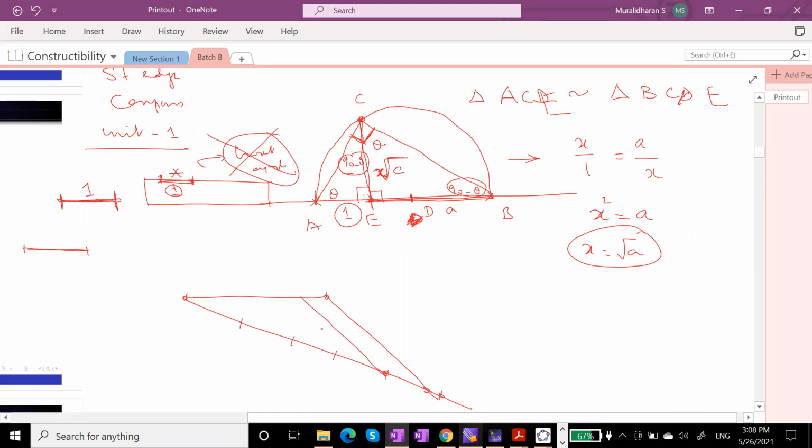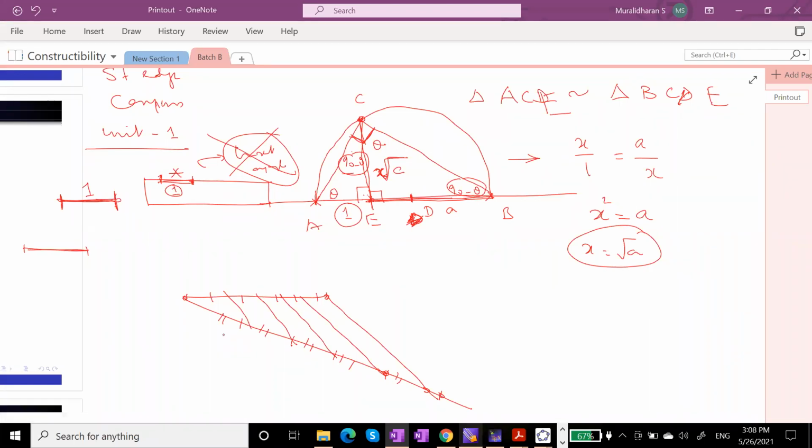Yes, only the ruler. Again draw a parallel, draw a parallel, draw a parallel. And since these are equal by construction, these also will be equal by construction, right? Because of similarity. Yes, sir, got it. I can divide anything into any number of parts.